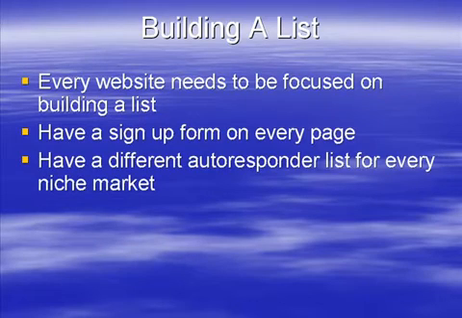Now, every niche market needs to have a different autoresponder list. We talked about this briefly earlier on, but your parrot keeping list will be different to your dog training list, to your Microsoft consultants list, to your plumbers list, and whatever. You have different lists for each niche market. This allows you to separate out your list by interest so that you can market specific products to the lists.